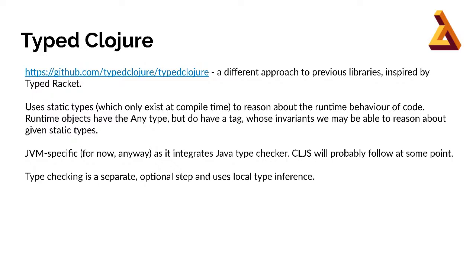So basically what this does is it uses static types that we've only got at compile time to reason about how things should behave at runtime. At runtime, nothing has a static type, but they do have a tag, so you can reason about invariants. I'd urge you to read the paper if you want the background, because it's quite an interesting read actually. It's JVM specific for now. There are some moves towards using ClojureScript, but not yet. So if you want to use this with ClojureScript, well, you can't. Sorry. It leverages the JVM type checker, and it's a separate step to actually compiling Clojure code.